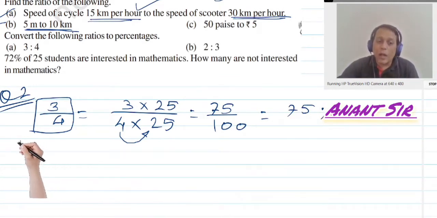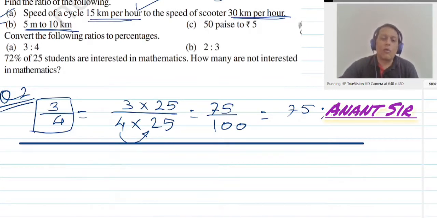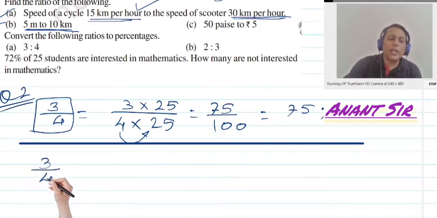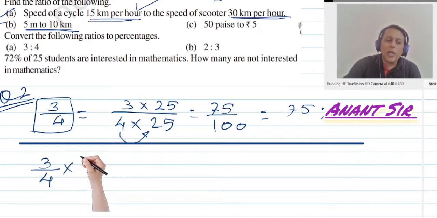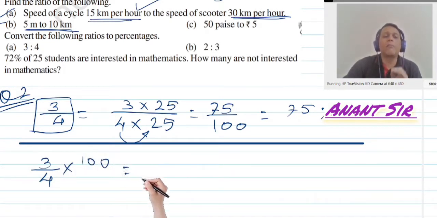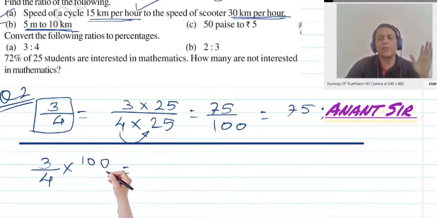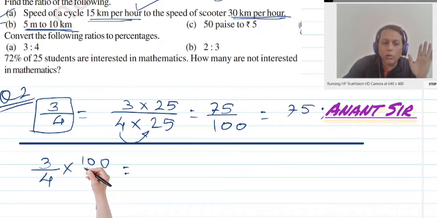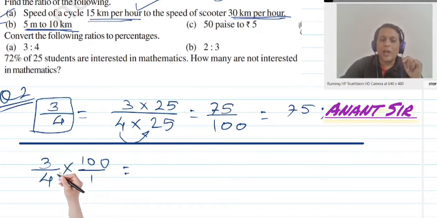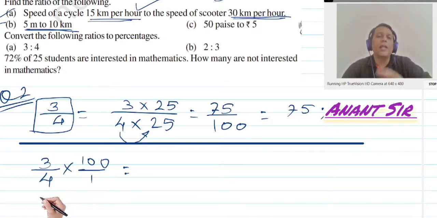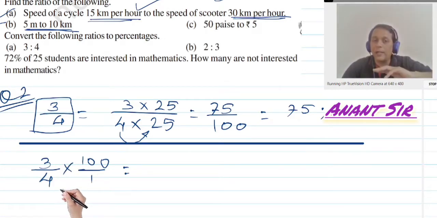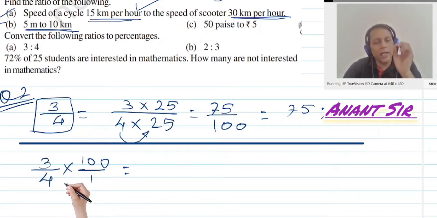Okay. Now the easier one. To convert anything into percent, just multiply that number by 100. That is the most easy method. Just multiply by 100. Now what is there in the denominator of 100? Nothing. That means it's 1. Now you can simplify any term in the numerator and denominator. You can divide both the terms by any same number.